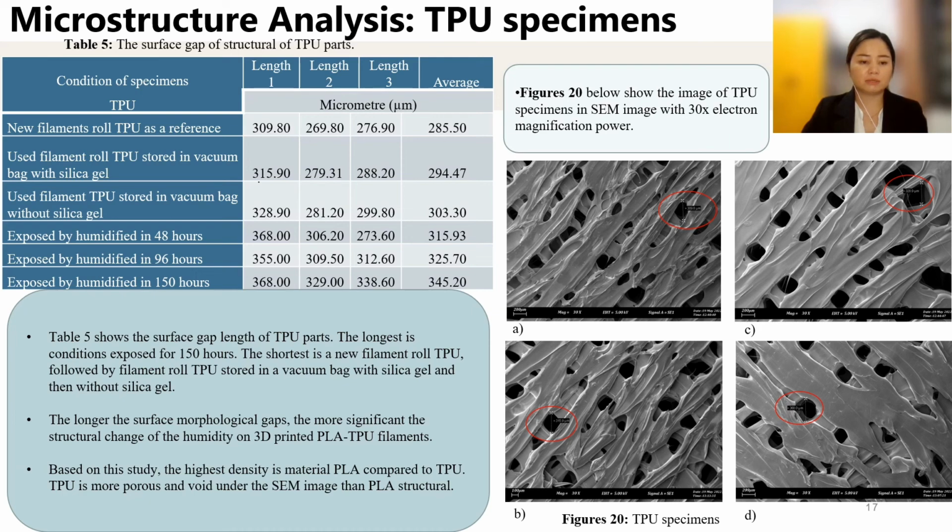The longer the surface morphological gaps, the more significant the structural change from humidity on 3D printed PLA and TPU filaments. Based on this study, the highest density is in PLA compared to TPU. TPU is more porous and has more voids in the SEM image than the PLA structure.